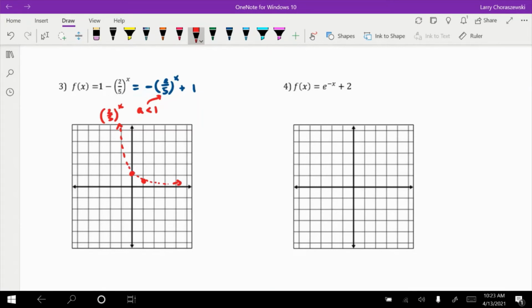Now let's talk transformations. You guys noticing something new other than the base? There's no transformation. Or what about this right here? The minus sign.